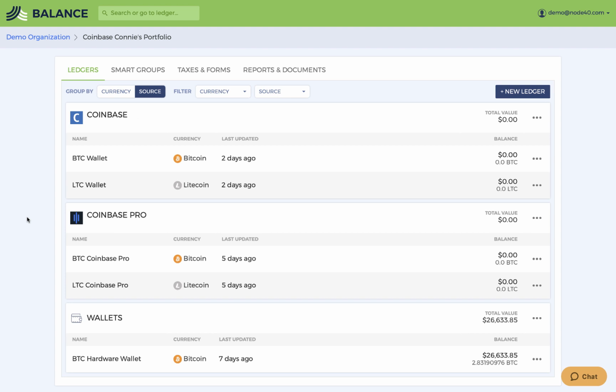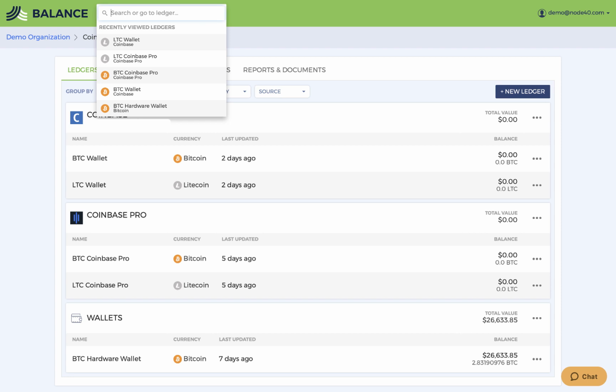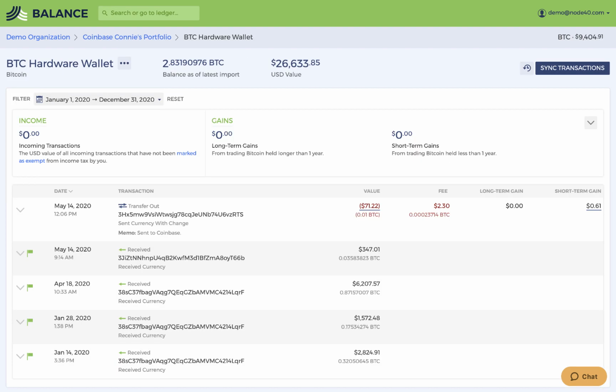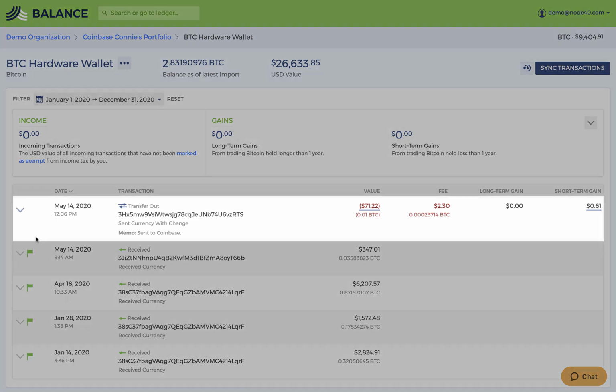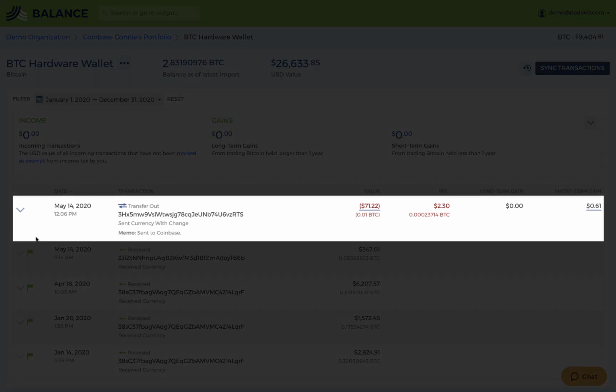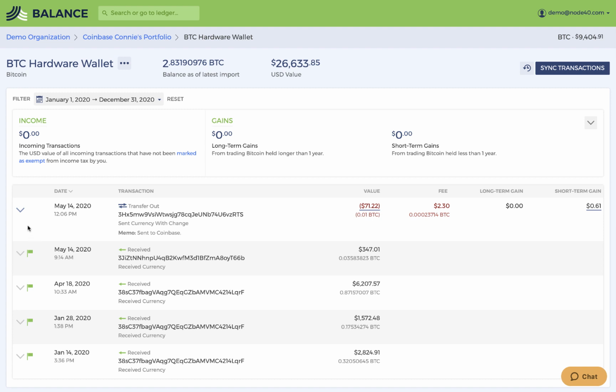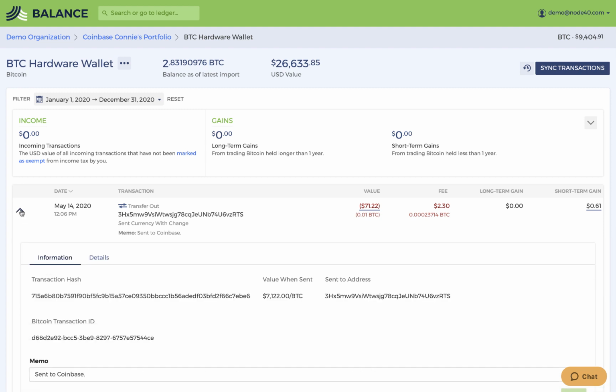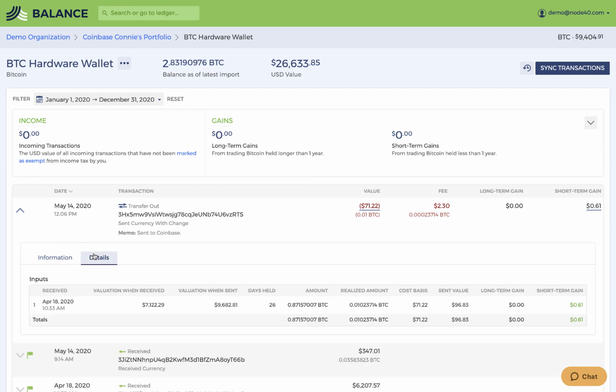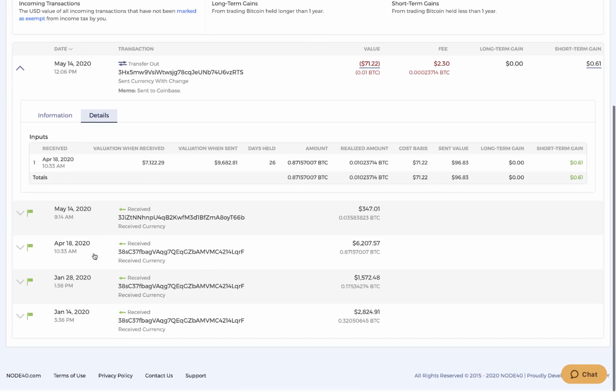Our story starts with a custodial hardware wallet. So let's take a look at that ledger. Remember that for custodial wallets, all of the transactions are on-chain and we can specifically identify the inputs to a transaction. Our Coinbase story really starts with the first transfer out at the top of the ledger. Note the underlined Qs in the ledger. Those are indicators that NODE40 balance found a matching transaction. Let's take a look at the details to figure out what's going on because there is more than meets the eye. A few things to call to your attention.